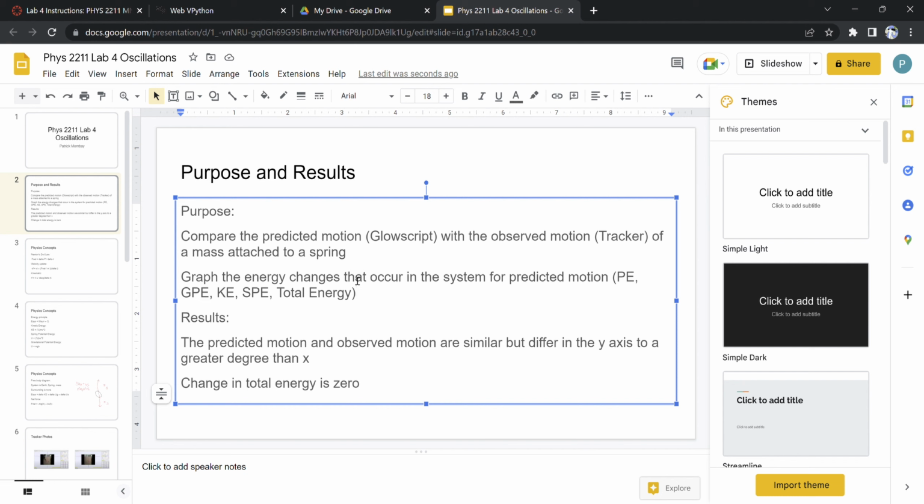And the results are that the predicted motion and observed motion are similar but differ in the y-axis to a greater degree than they do in the x, and that the change in total energy is zero.